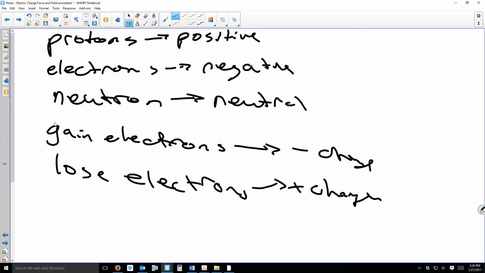No. Anyway, so if we gain electrons, we get negative charge. If we lose electrons, we get positive charge.